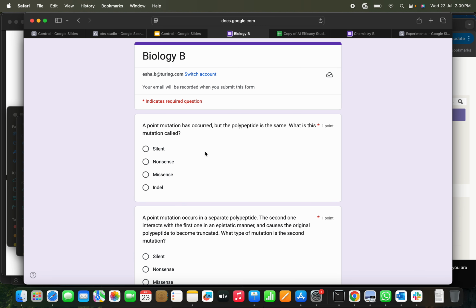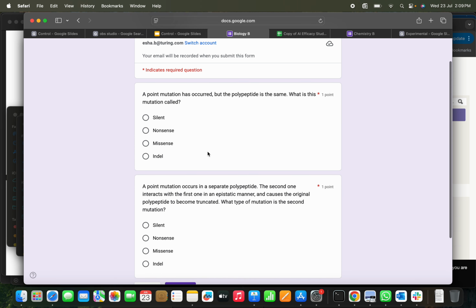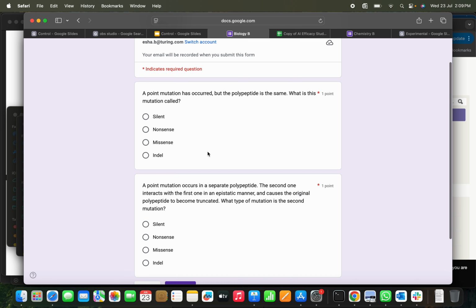A point mutation has occurred, but the polypeptide is the same. What is this mutation called? I know mutation is a change in the DNA. A point mutation has occurred, but the polypeptide is the same. What is this mutation called?